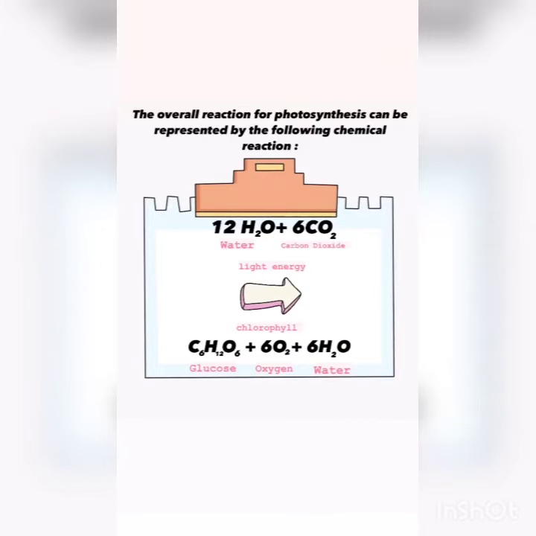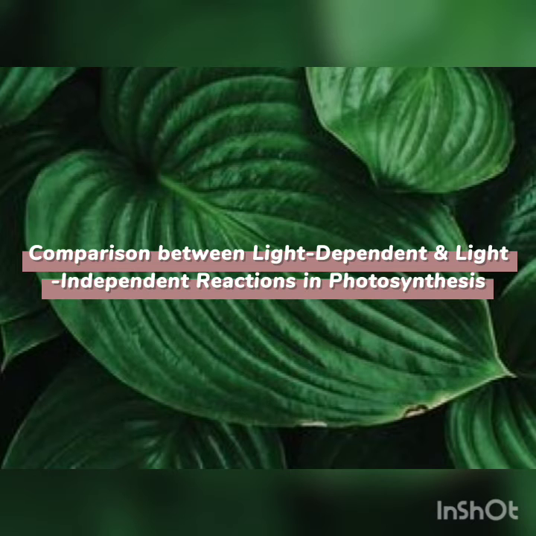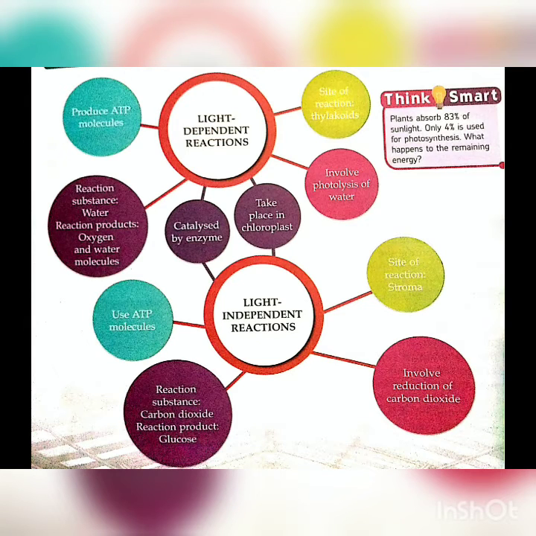The overall reaction for photosynthesis can be represented by the following chemical reaction. Comparison between light-dependent and light-independent reaction in photosynthesis. The similarities, they are catalyzed by enzymes and take place in chloroplast. For the differences, the light-dependent reaction produces ATP molecules, while light-independent uses ATP molecules.